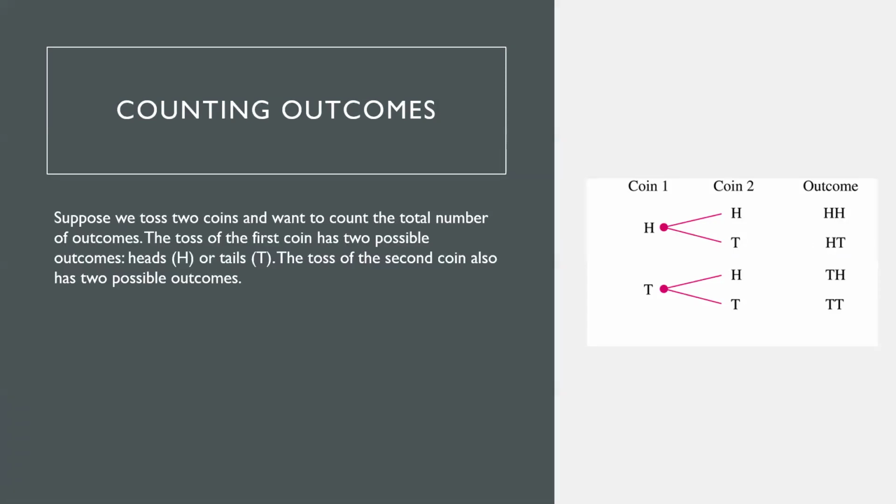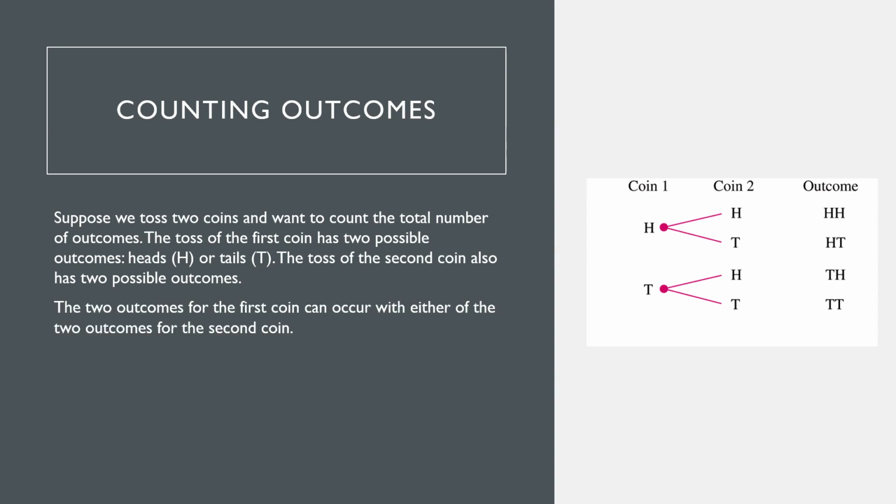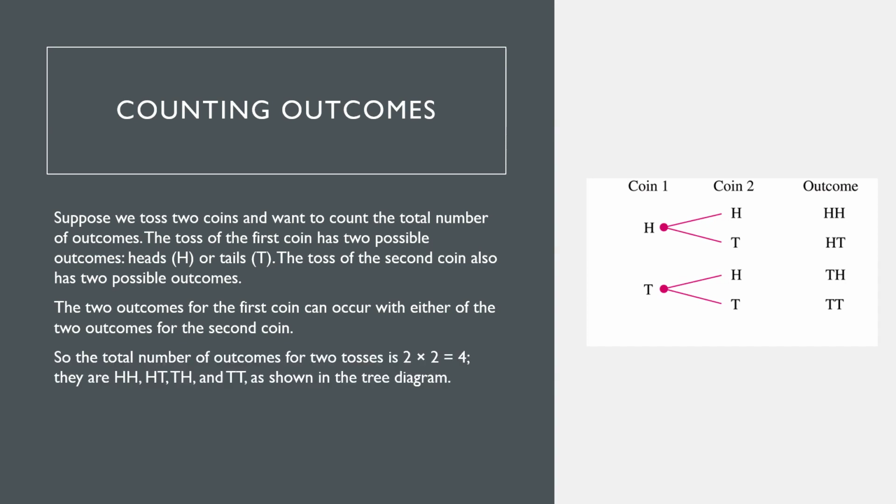Suppose we toss 2 coins and want to count the total number of outcomes. 2 on the first, the second one also has 2, so we end up with 4. So 2 outcomes for the first coin can occur with either of the 2 outcomes for the second coin. We can think of this as 2 times 2. And that's really what's happening. There's 2 outcomes for the first one, 2 outcomes for the second one.